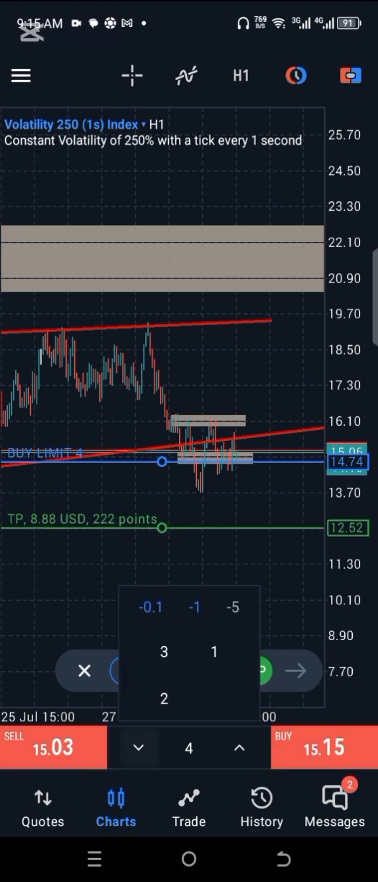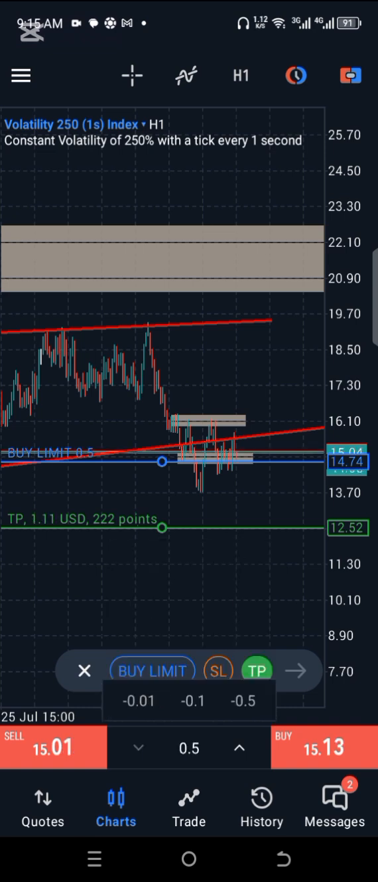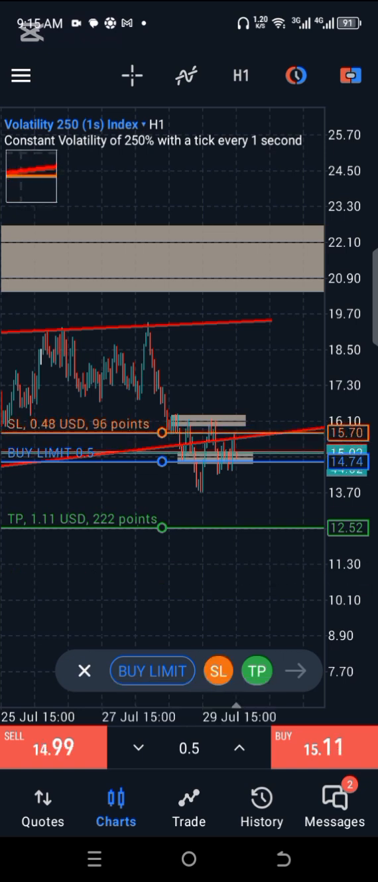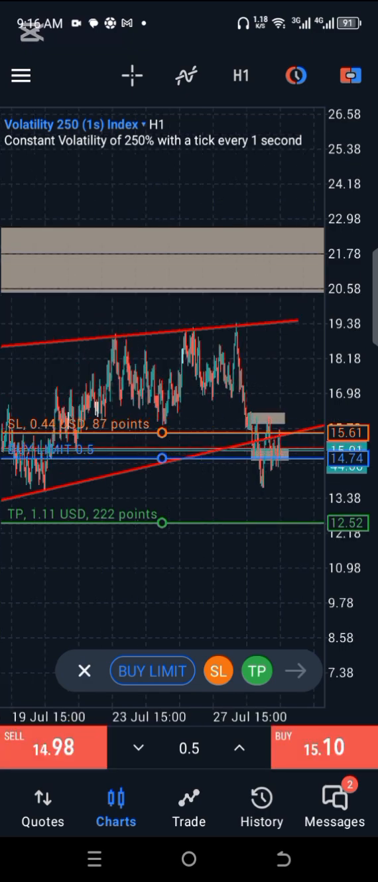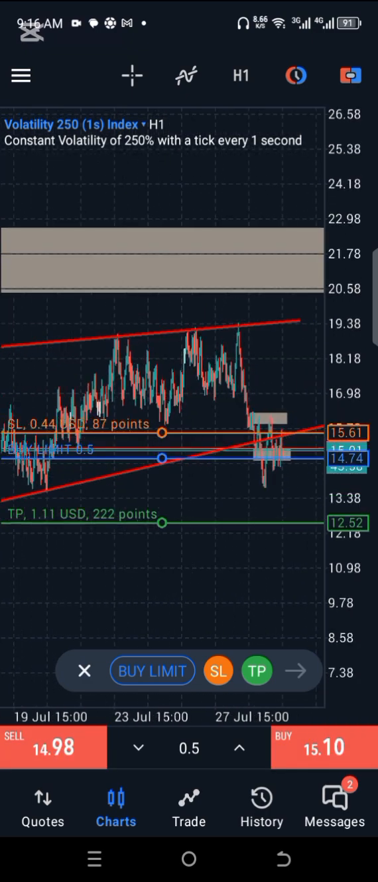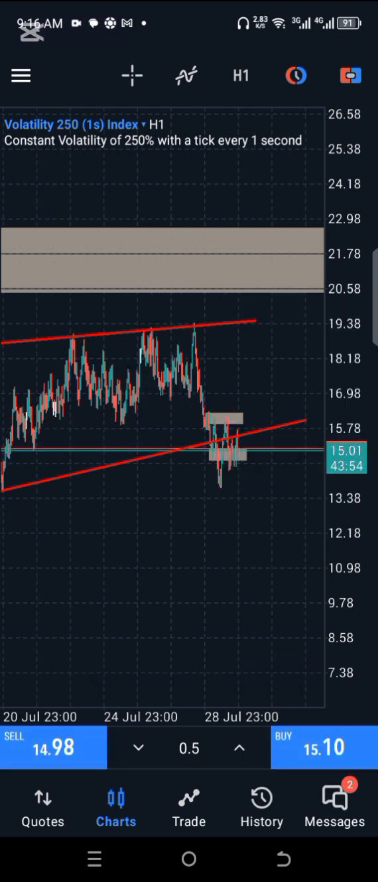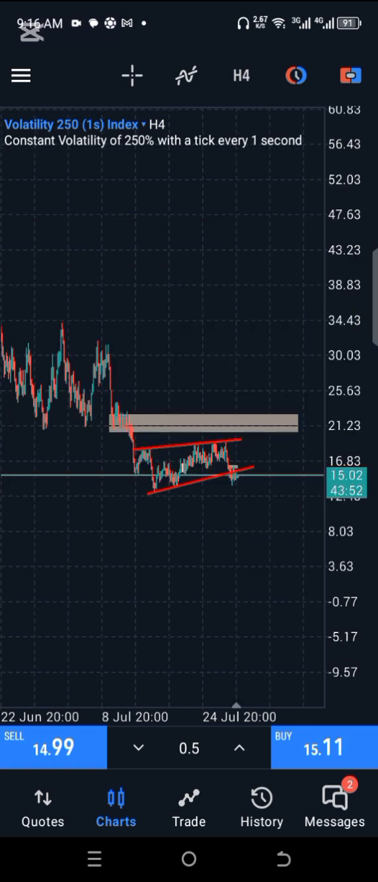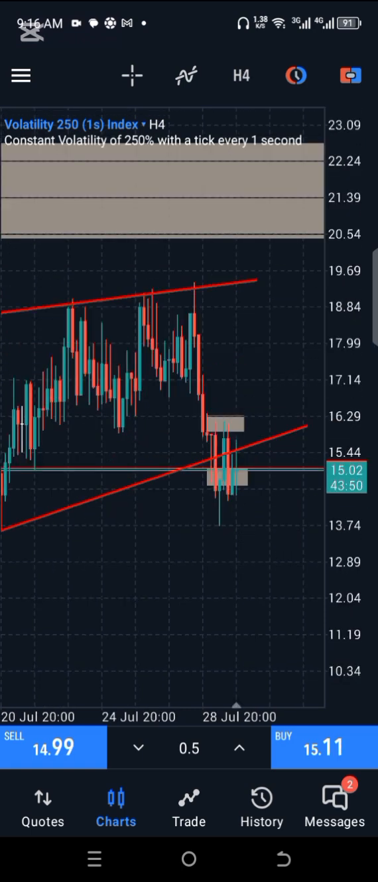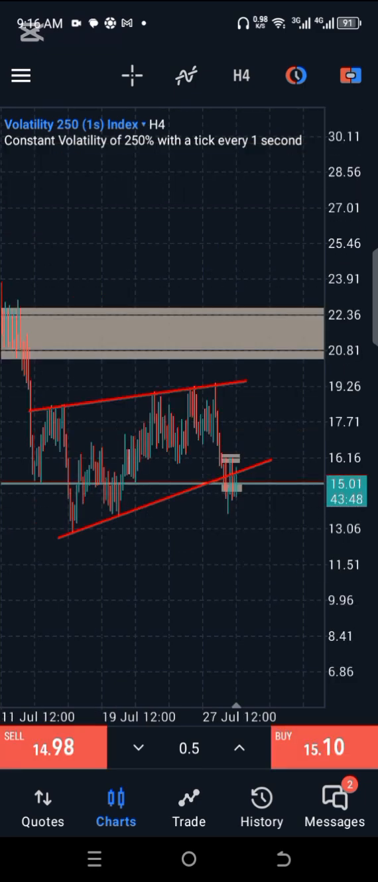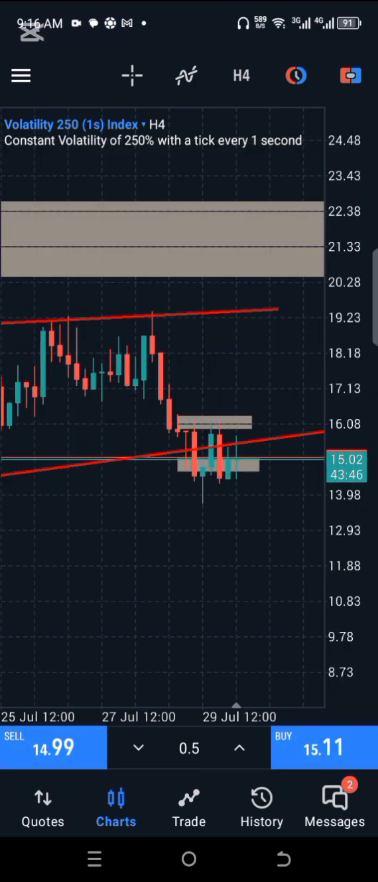This is a bit too much, but let's reduce the lot size. 1. But nah, 1 is not enough for me in terms of risk to reward. Can't be waiting, holding a trade, just $1.